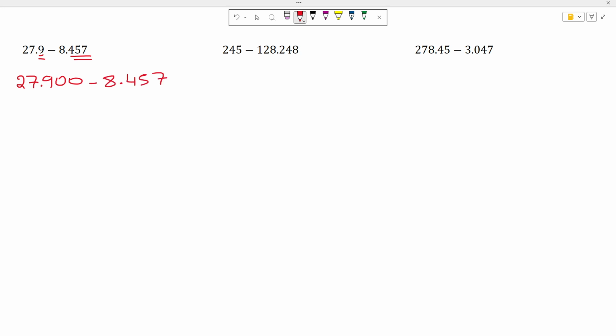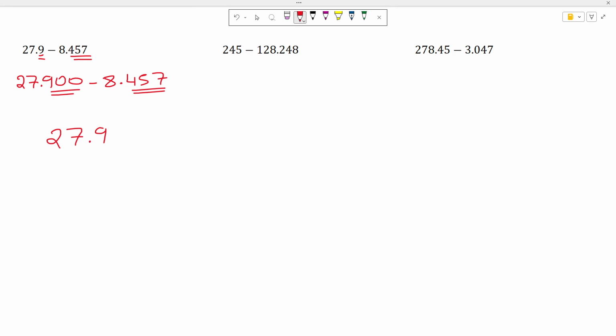8.457. Now the reason why we do it is because we want to have the numbers as like decimals. That means the amount of decimal places must be the same. All right guys. Now once we have done with this part, now we are going to go ahead and write them in column method.